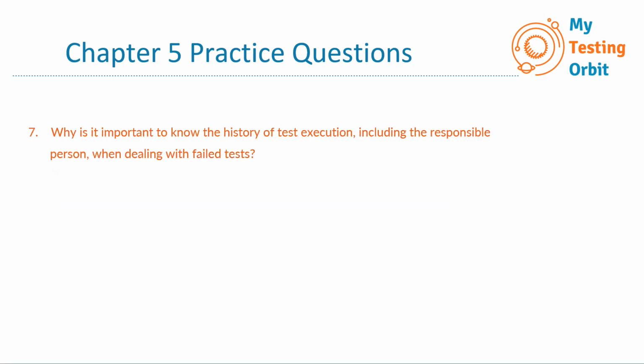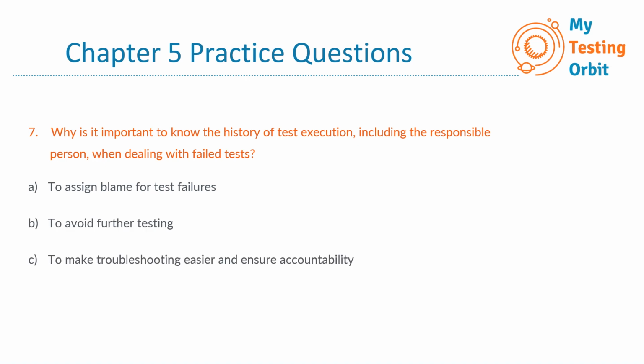Question 7. Why is it important to know the history of test execution, including the responsible person, when dealing with failed tests? A. To assign blame for test failures. B. To avoid further testing. C. To make troubleshooting easier and ensure accountability. And D. To ignore the issues related to test failures.